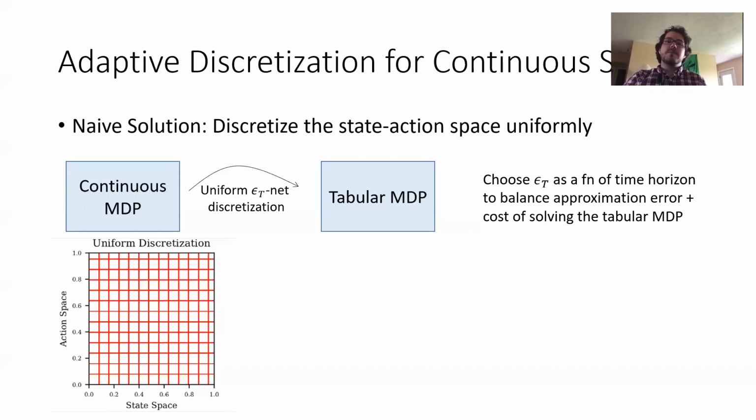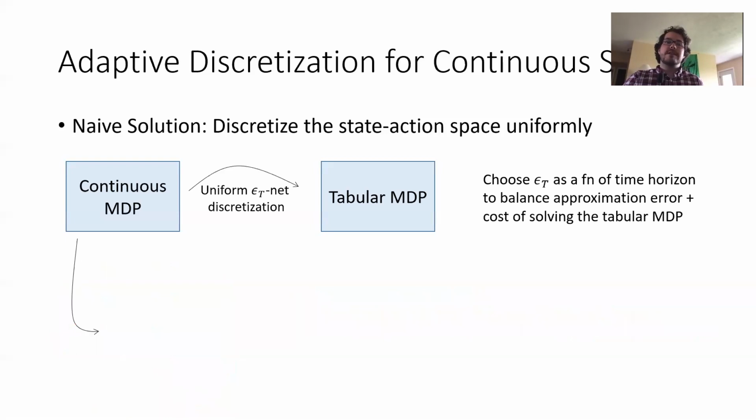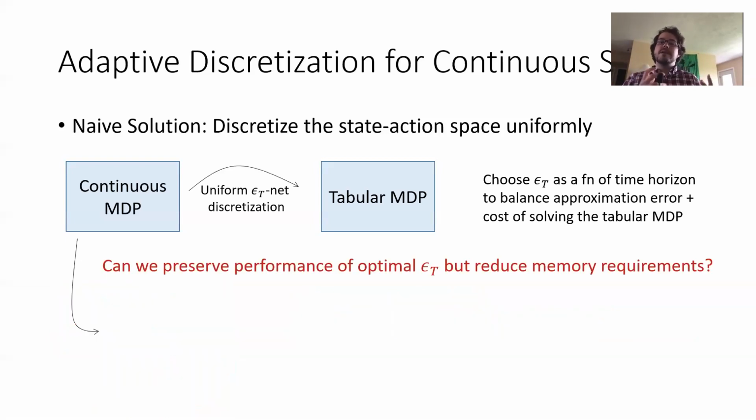But the problem with this approach is that it wastes a lot of memory, and it also wastes a lot of time learning because it creates a lot of unnecessary exploration, because every single point on this discretization needs to be checked. And so it wastes memory by discretizing suboptimal parts of the space because you have to check every single part of the space. And if the region is really bad, then you don't even need to discretize there because it's not important for the optimal policy. And lastly, the learned policy does not adapt to the underlying geometry of the space because you're forced to this fixed discretization.